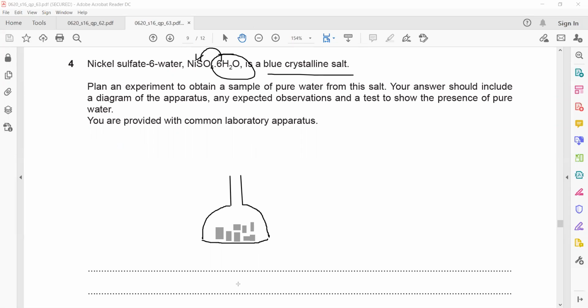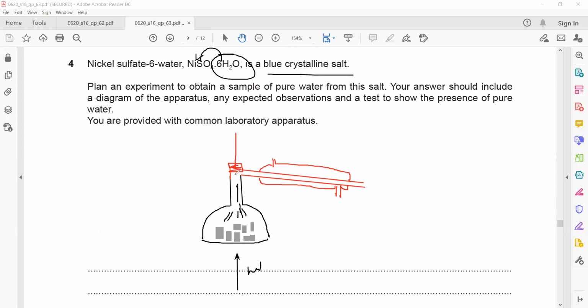So what we will do, this is not the full apparatus, we will supply heat. When we supply the heat energy, the hydrated nickel sulfate turns into anhydrous nickel sulfate and the water turns into vapor and escapes. But we want to collect that water. So to cool down the water vapor, we will use a Liebig condenser. The water inlet and outlet are always important. And here it is closed.